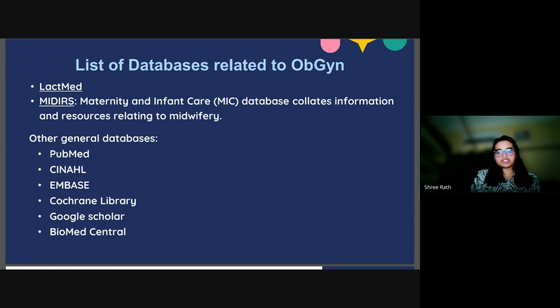Other databases, which are basically standard databases that one can use, are PubMed, CINAHL, Embase, Cochrane Library, Google Scholar, and BioMed Central. For us, I think PubMed is obviously free, and Google Scholar is free as well. For the other databases, some colleges do offer some kind of subscription to these databases. If you don't have it, it's still all right. You could do your search in PubMed and Google Scholar. Google Scholar is already very comprehensive.